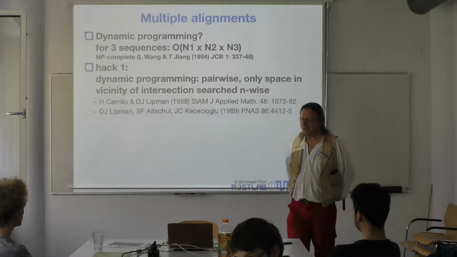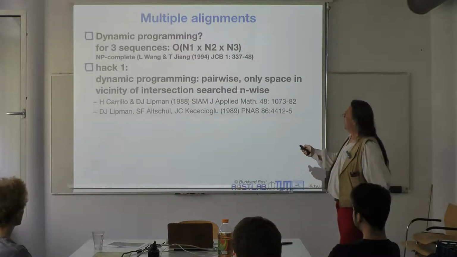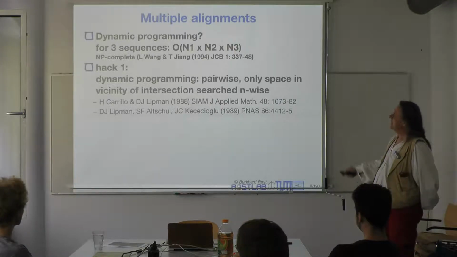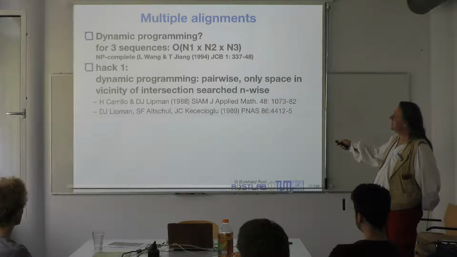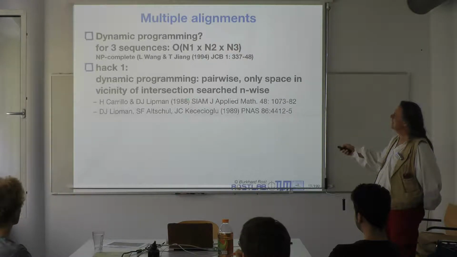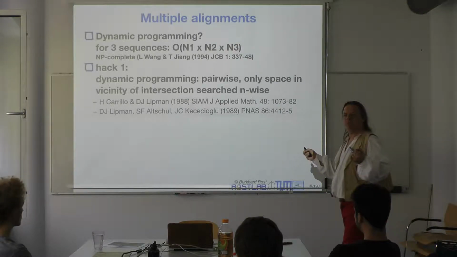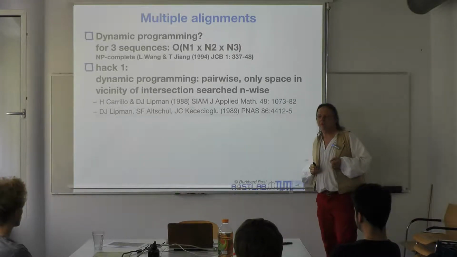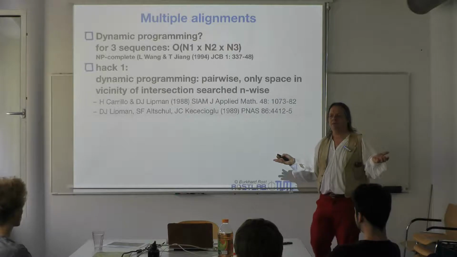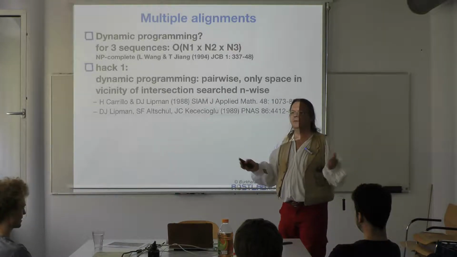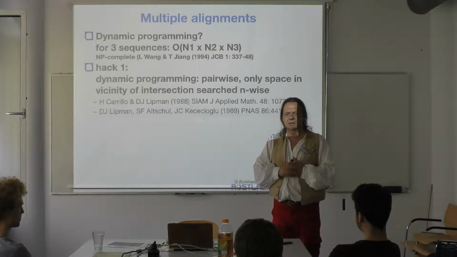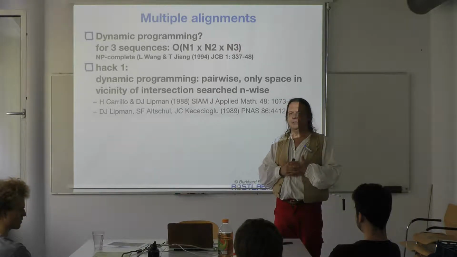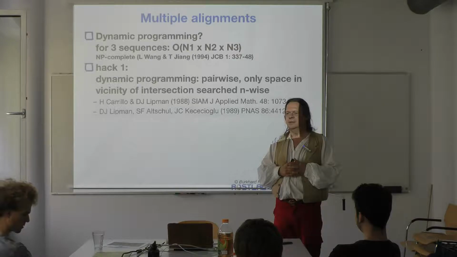There is a hack that was published a while ago, essentially by David Lipman, that does a dynamic programming pairwise, and in the vicinity of the intersection you use a multiple alignment. That's a hack, but again, this hack is not really fully scaling. What's the typical hack that is used to align families of more than 6? Don't call the method. What's the idea behind the hack?